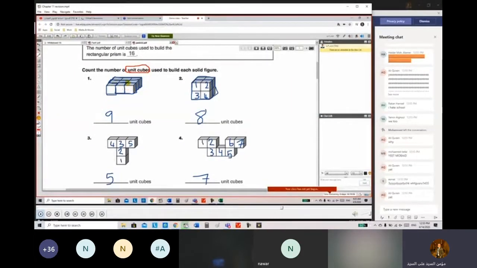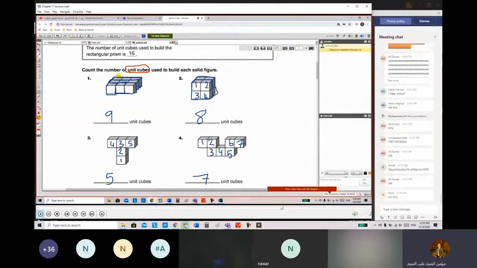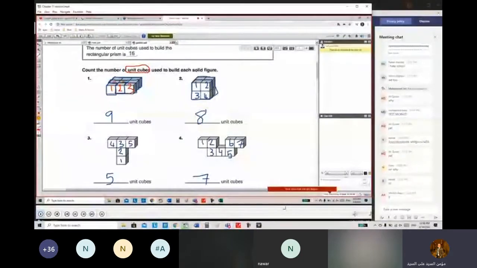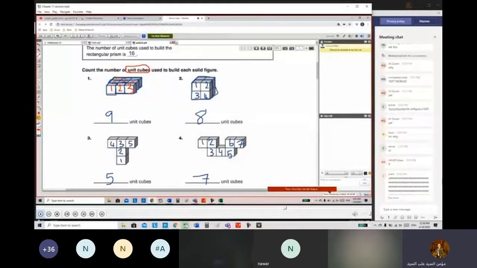Let's count one, two, three. This is the first row. Behind it, we have three also. One, two, three. And behind it, we have another three unit cubes. So in total equal 9 cubes. 3 and 3 and 3 equal 9 cubes.